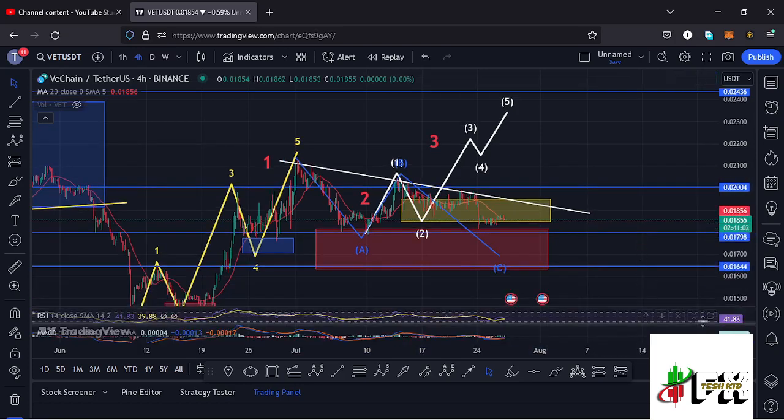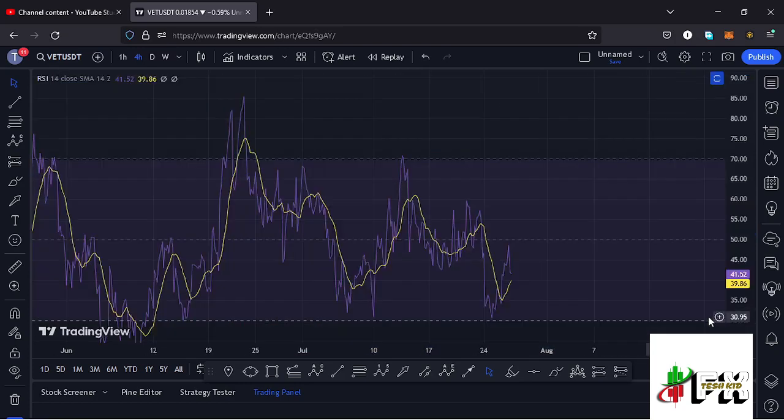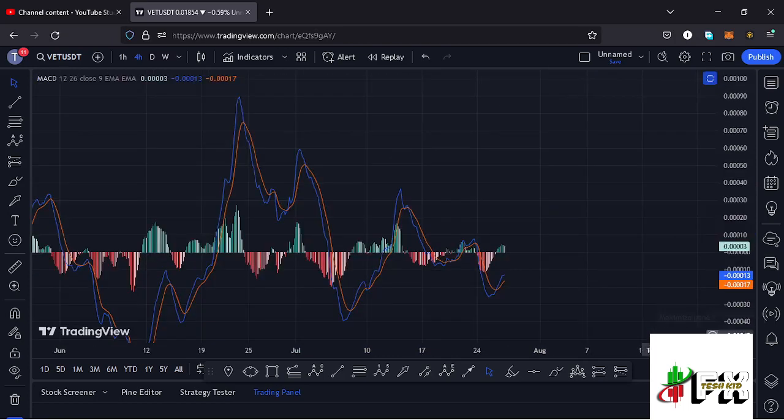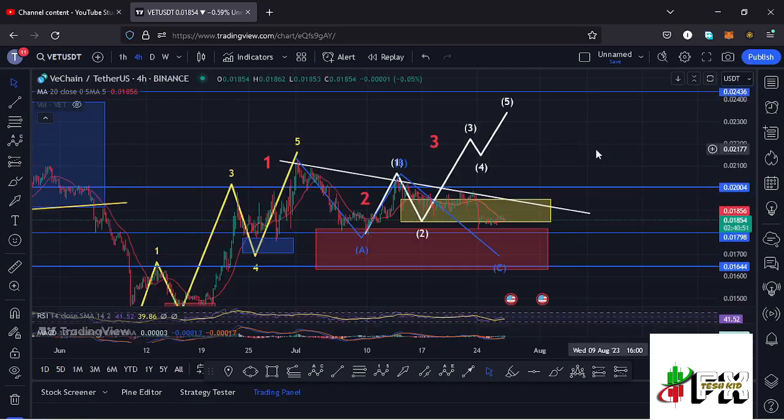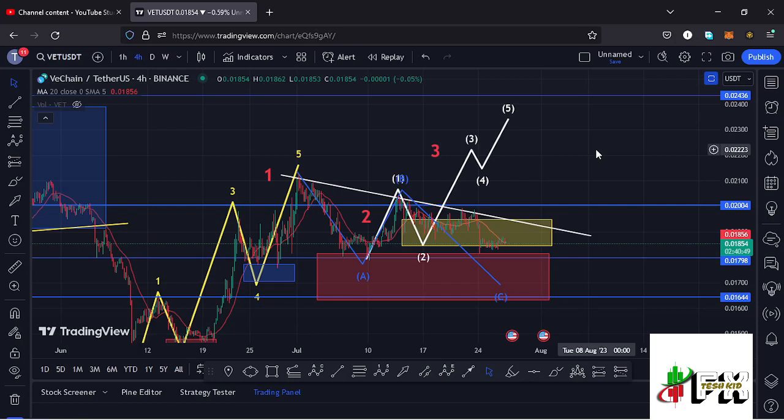Also taking a look at the indicators, on the RSI, we are trading at around the 39 mark. On the MACD, we have been able to print a bullish cross, fully supporting higher prices. So let's be patient and see how that plays out, and I will be keeping you up to date.